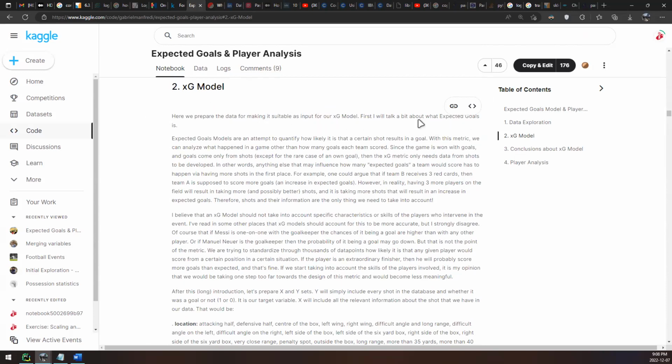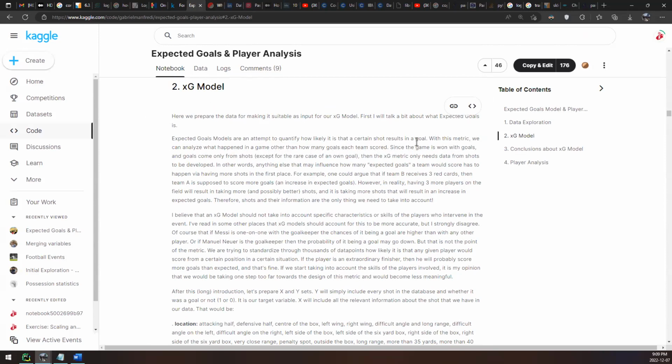Expected goal is an attempt to quantify how likely it is that a certain shot results in a goal. It's similar to what I wanted to do. Why not? What did you want to do?